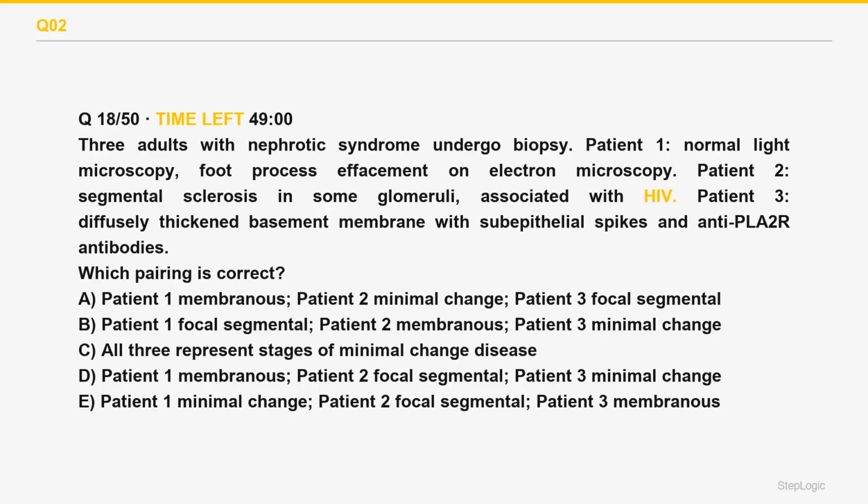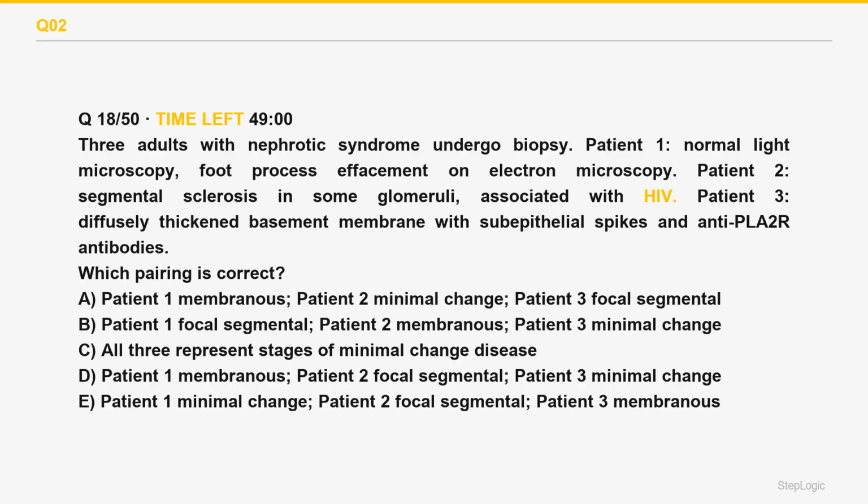Which pairing is correct? Three adults with nephrotic syndrome undergo biopsy. Patient 1, normal light microscopy, foot process effacement on electron microscopy. Patient 2, segmental sclerosis in some glomeruli associated with HIV. Patient 3, diffusely thickened basement membrane with subepithelial spikes and anti-PLA2R antibodies.